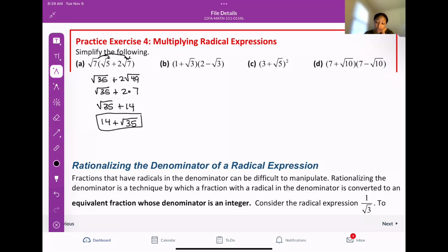All right, for part B, we have to FOIL. We're going to take this 1 and multiply by the 2 and the root 3. That gives us 2 minus root 3, and then root 3 times 2 and root 3 times negative root 3. So plus 2 root 3 minus root 3 times root 3, which is the square root of 9. So this becomes 2 minus root 3 plus 2 root 3 leaves us with plus 1 root 3. And then minus the square root of 9, which is 3.